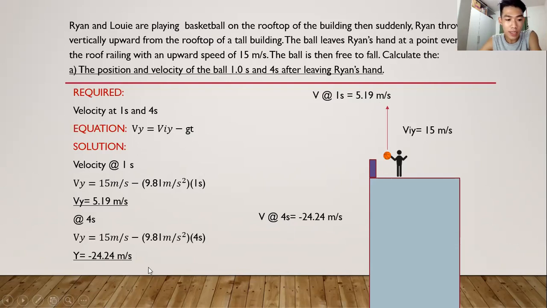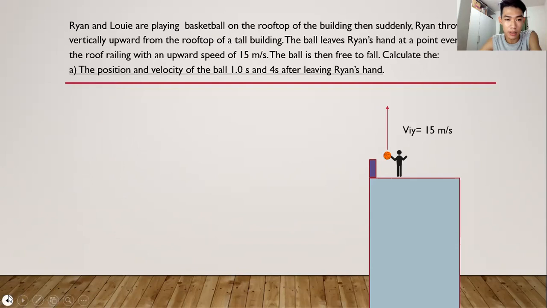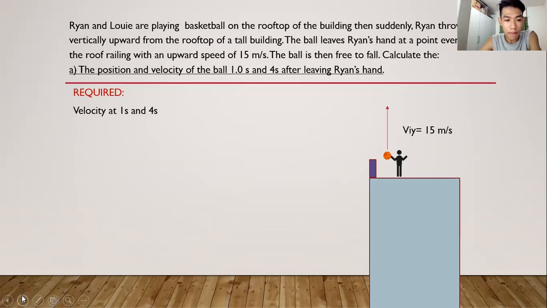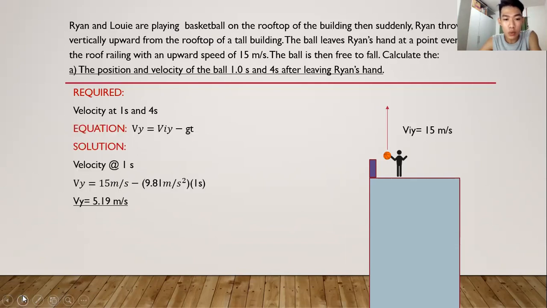That explains what we had earlier. Wait, let's go back. That explains earlier, since at 4 seconds the ball has gone down and obtained the 18.48 meters below. This supports the idea that the velocity at 4 seconds is negative 24.24 meters per second, since the ball is now going down from its original position. Vy, that's Vy.